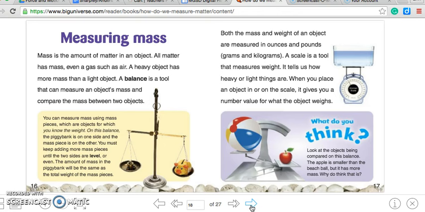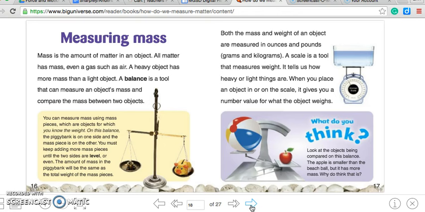You can measure mass using mass pieces, which are objects for which you know the weight. On this balance, the piggy bank is on one side and the mass piece is on the other. You must keep adding more mass pieces until the two sides are level, or even. The amount of mass in the piggy bank will be the same as the total weight of the mass pieces. Both the mass and weight of an object are measured in ounces and pounds, or grams and kilograms.